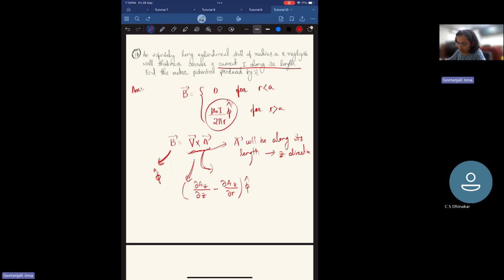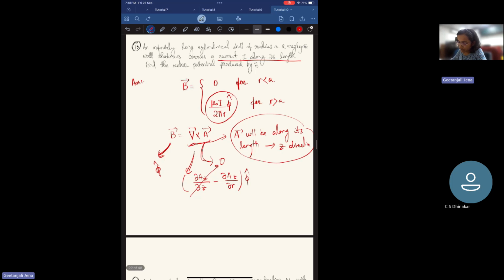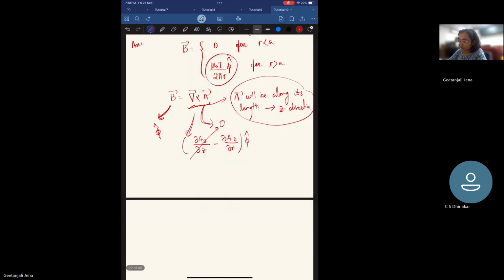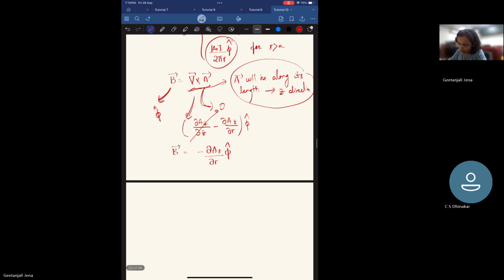And we are saying A should be in the z direction. So that means there will be no variation of this vector potential along the z direction. So this term vanishes, and we can neglect this term. So we are left with only one term, which is B is minus of dou Az by dou r, phi cap. So B phi is minus dou Az by dou r.